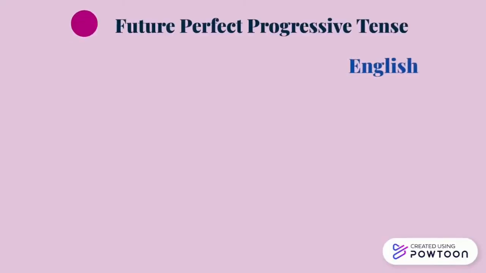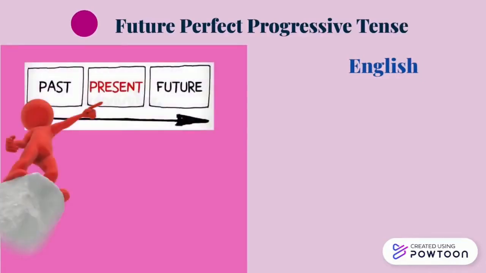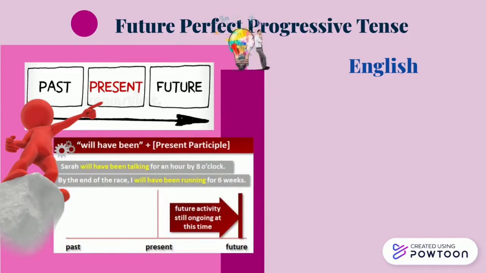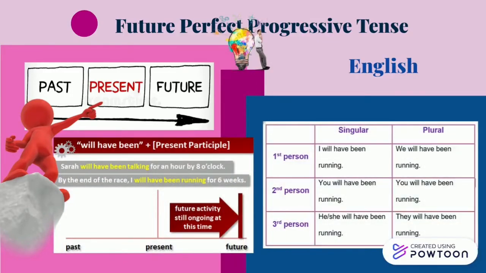Future perfect progressive tense in English. This tense expresses an action or a state that will be continued and then completed in the future. It is formed with the future perfect tense of the auxiliary to be, plus the present participle of the main verb. Here we have some examples in singular and plural. These examples are used to emphasize the duration of an action whose beginning point is not specified, but whose completion, at least provisionally, will be in the future.